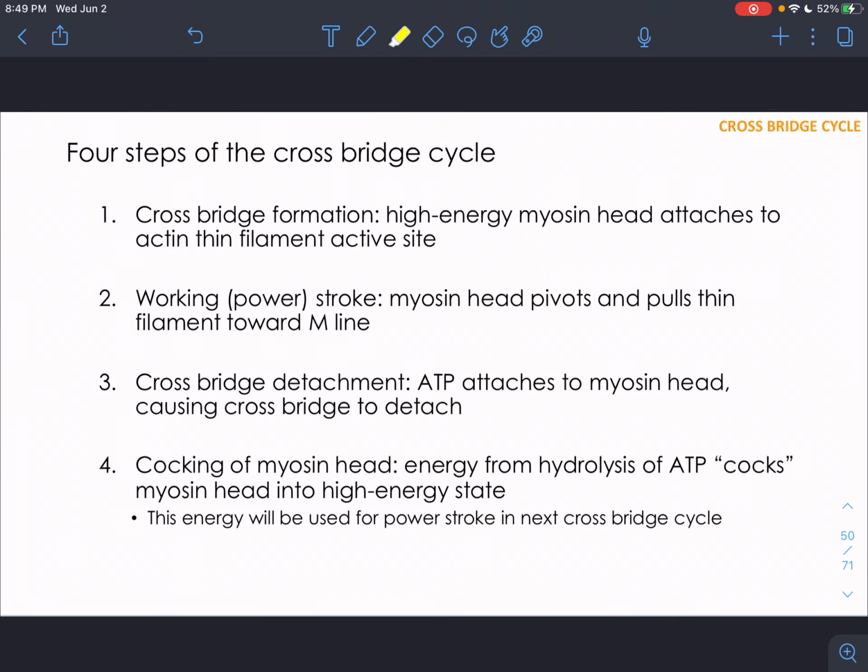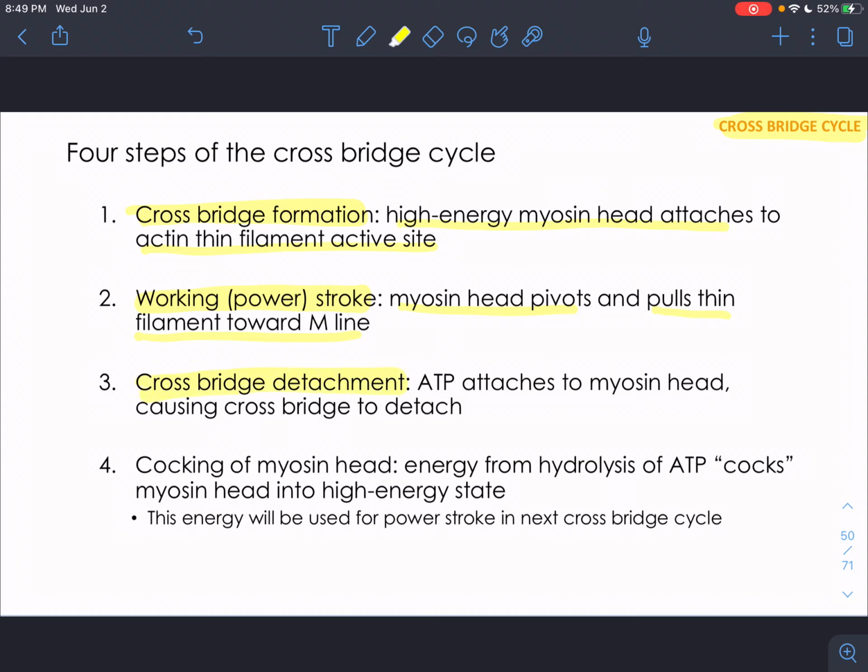The last step of a muscle contraction is the actual cross-bridge cycle, which is the actual shortening, the sliding filament theory with actin and myosin, the cross bridges forming, pulling against each other, and shortening the length of the muscle. So this only has 4 steps. So we have the cross bridge formation. The high energy myosin head attaches to the actin thin filament active site. Step 2 is the power stroke. The myosin head pivots and pulls the thin filament towards the M line, which is in the middle of your sarcomere.